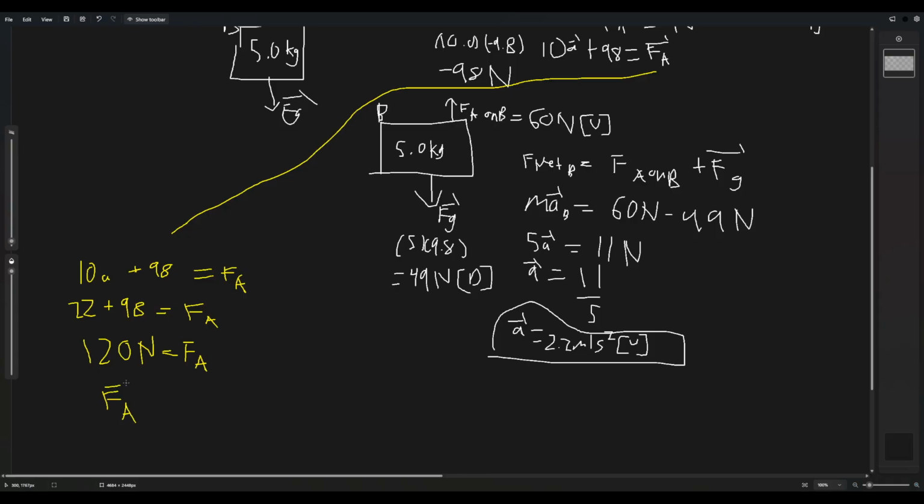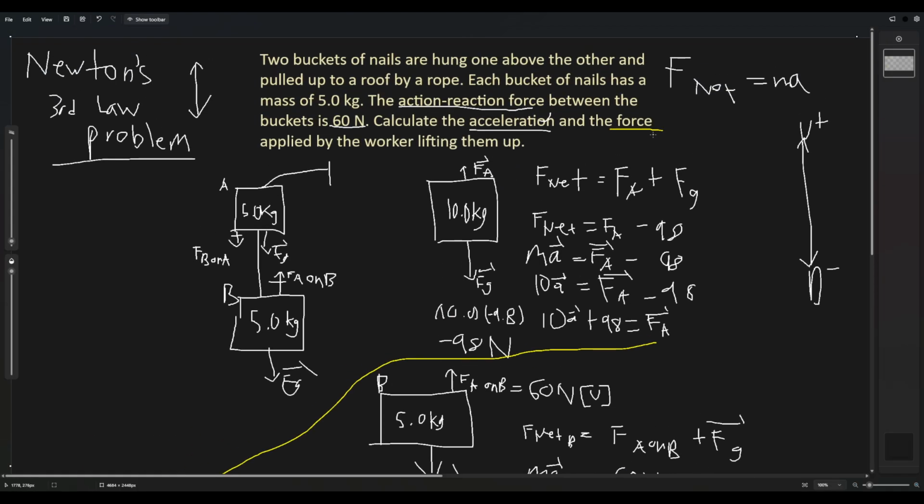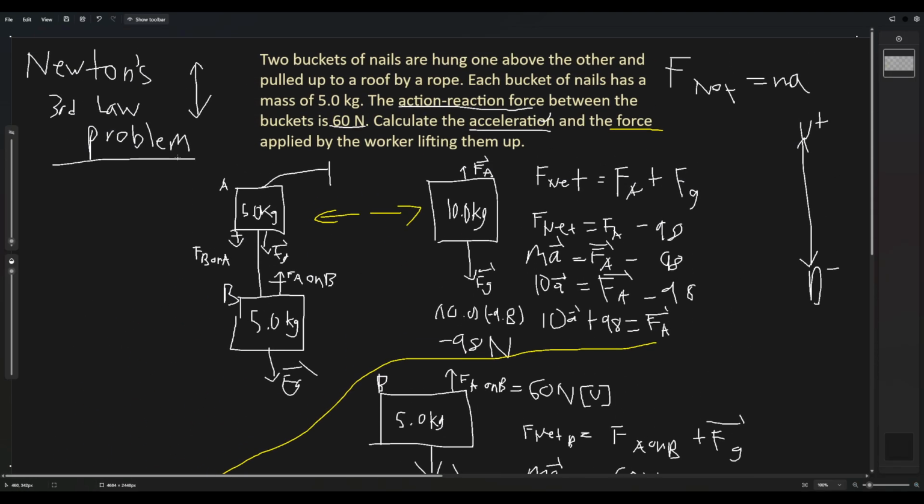So those are our final answers. Force applied from the worker is 120 newtons up, and the acceleration is 2.2 meters per second squared up. That's how you solve a Newton's third law problem involving two action-reaction forces, where you can either choose to look at it as one system or two individual objects pulling each other up. And we actually use both of these to solve for both variables, so I think that was pretty good. But yeah, okay.